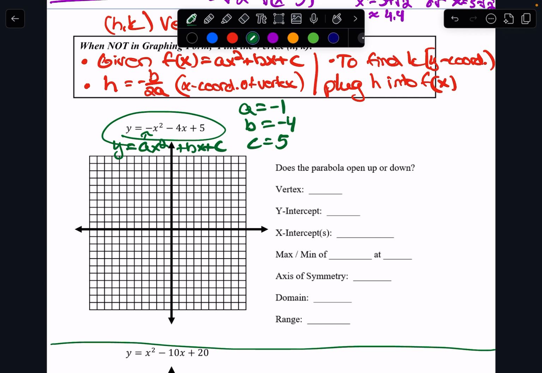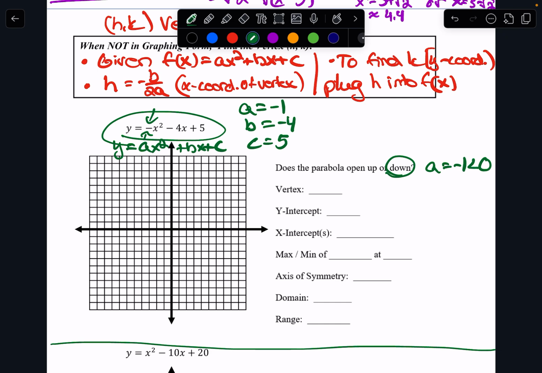Now, our first question is, does the parabola open up or down? Based on this negative sign right here, it is opening down. A is negative 1, which is less than 0. So that is why it opens down.